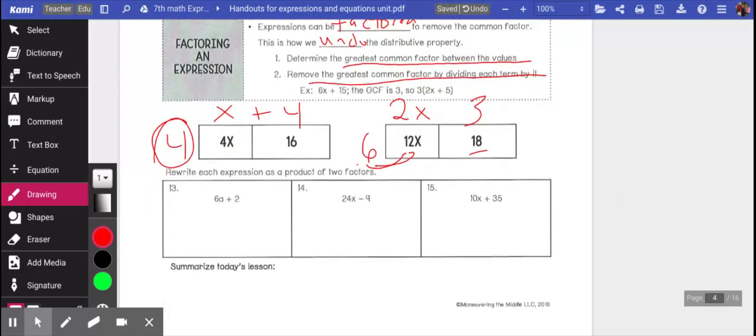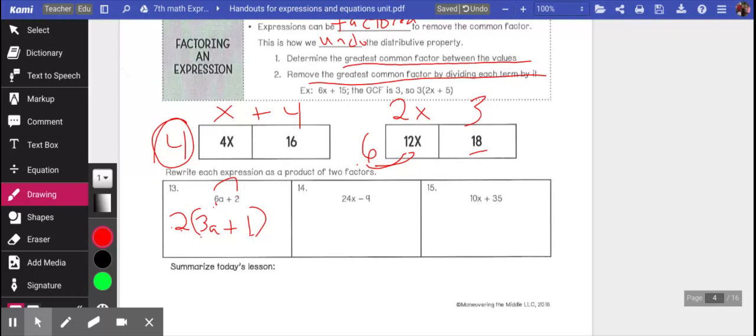So then when you have them written like this, the greatest common factor between 2 and 6 is going to be 2. And then I always put my parentheses right away. And then I say to myself, 2 times what gets me to 6? And I know it's 3a. And then 2 times what gets me to 2? A positive 1. Or you can do 6 divided by 2 is 3. 2 divided by 2 is 1.